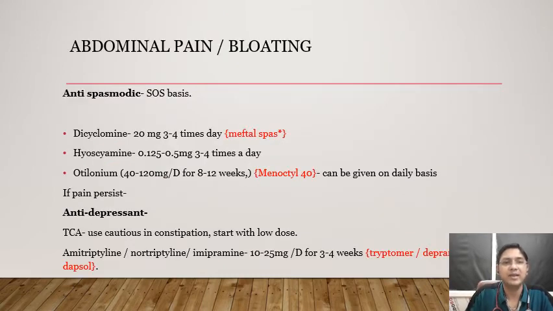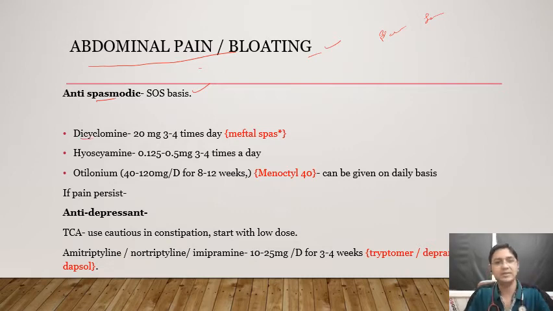So apart from diarrhea and constipation, now we come to symptomatic relief. This is abdominal pain or bloating, because the patient is always complaining of some kind of bloating. So you can give an antispasmodic, usually given on SOS basis, but you can give it on a regular basis also in IBS, because as we know this is a chronic disease. So dicyclomine is available with mefenamic acid as Meftal-Spas, easily available everywhere in the Indian market. You have to give it 3 to 4 times a day.